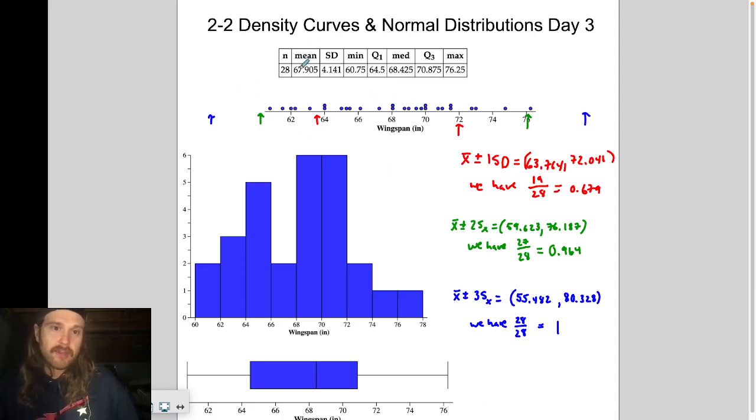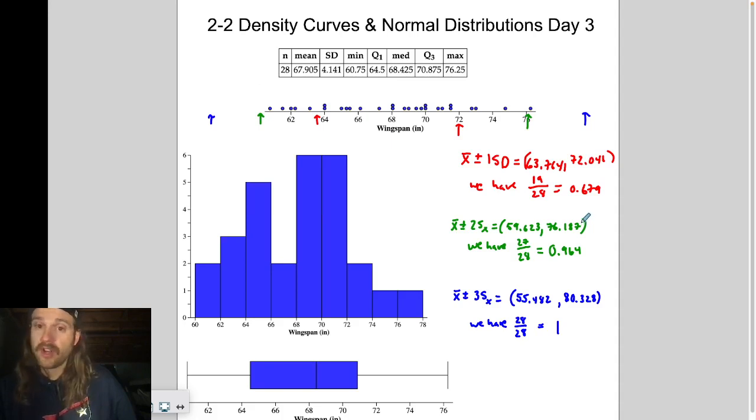Now, if you do the mean 67.905 minus 2 times 4.141, you're just past the minimum in the green check mark here. So you have a boundary down here. And if you do 67.905 plus 2 times the standard deviation, you're going to be at 76.187, which is just shy of your max, 67.25. So we have 27 to 28 observations that are within this region, 59.623 and 76.187. And this is how you would show your work.